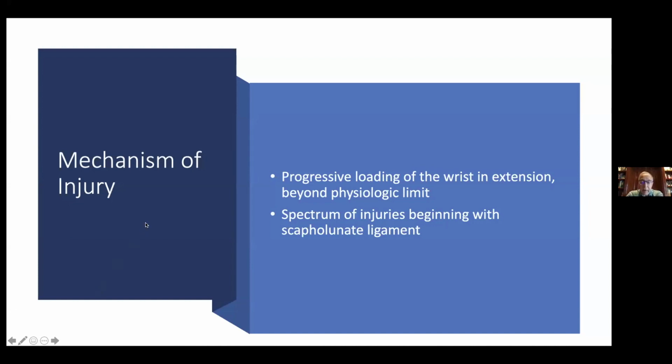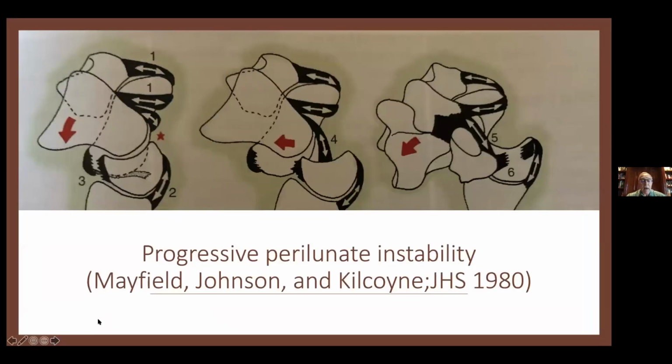So the mechanism of injury of this is actually progressive loading of the wrist in extension, which is beyond the physiologic limit of the wrist ligaments. And this is actually a spectrum of injuries, beginning with the scapholunate ligament. This was first described by Mayfield and Johnson. And what you see here is what happens.